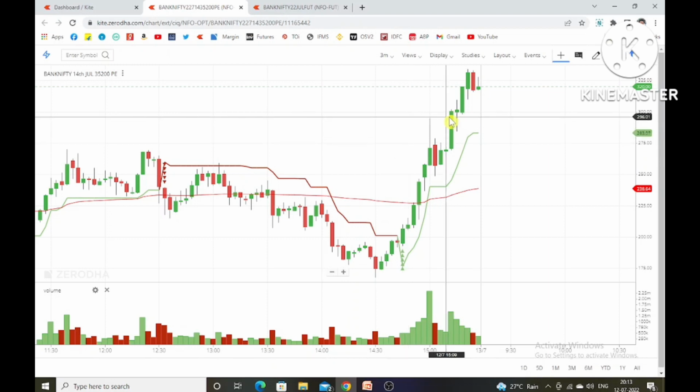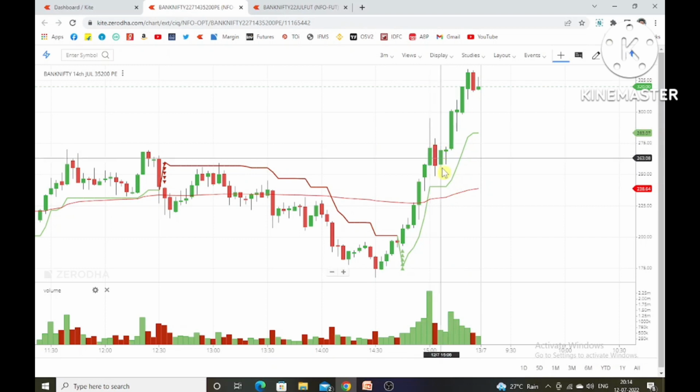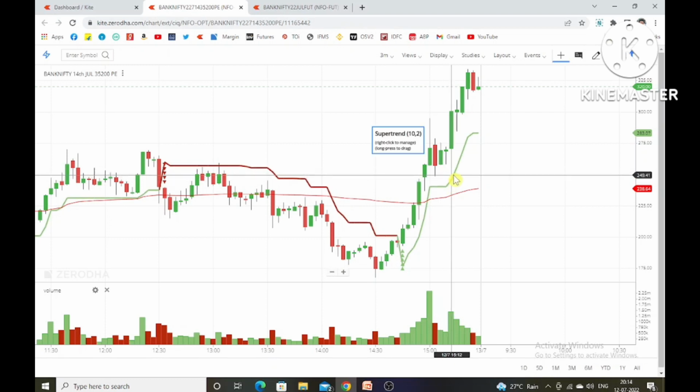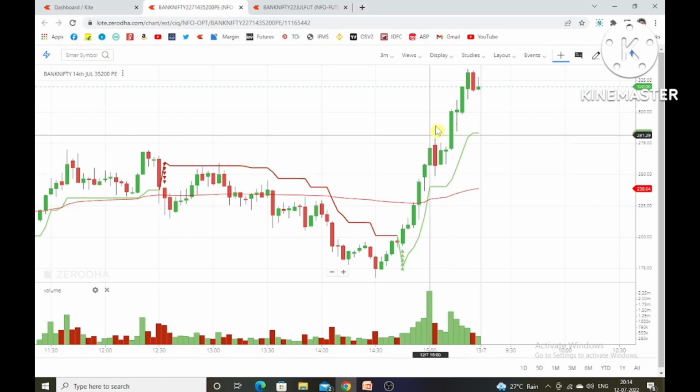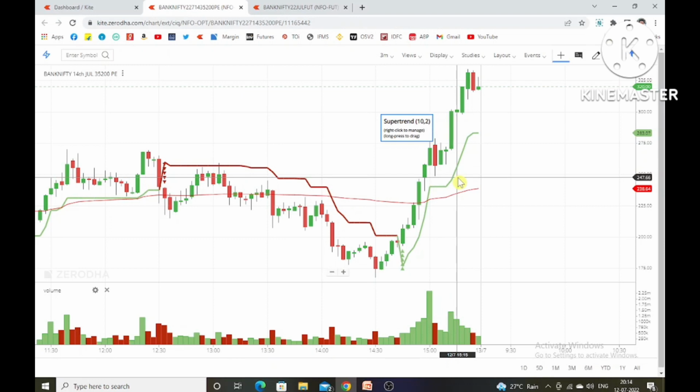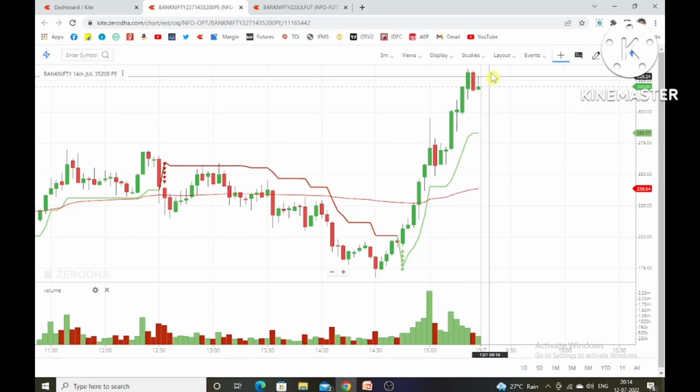Look at today's market. Price went up to 296 and super trend was at 240. So when price is retracing towards super trend, we can take entry at this point. Look at this: price went down till 250 and it bounced back to almost 334 after retracing towards super trend. So that's a great setup. You can practice this setup for 6 months.